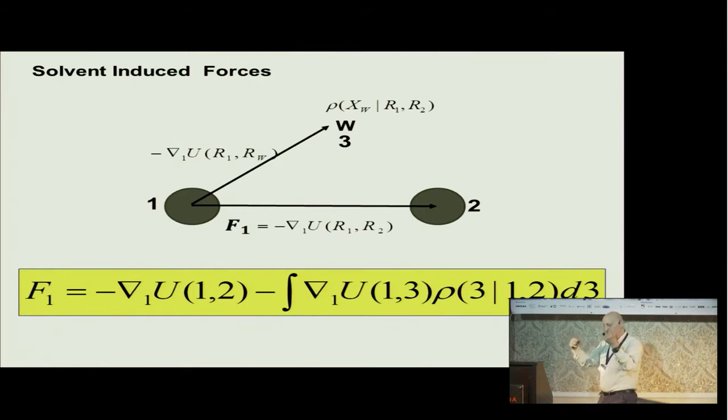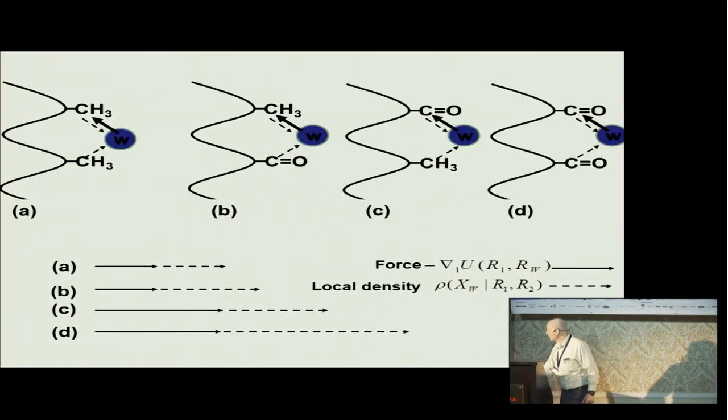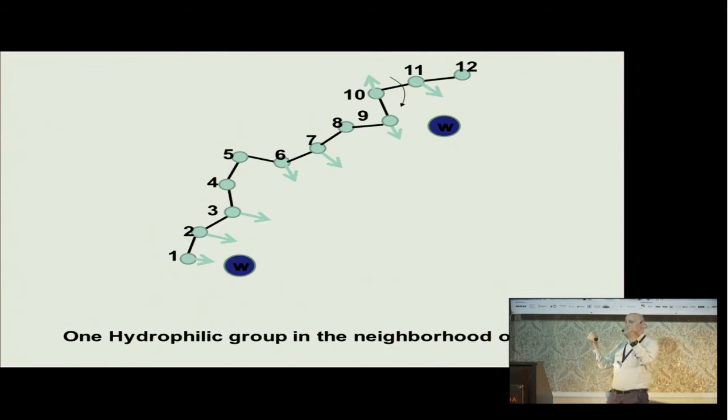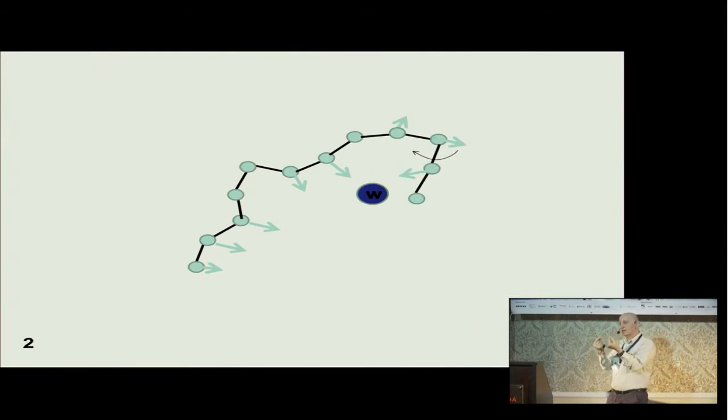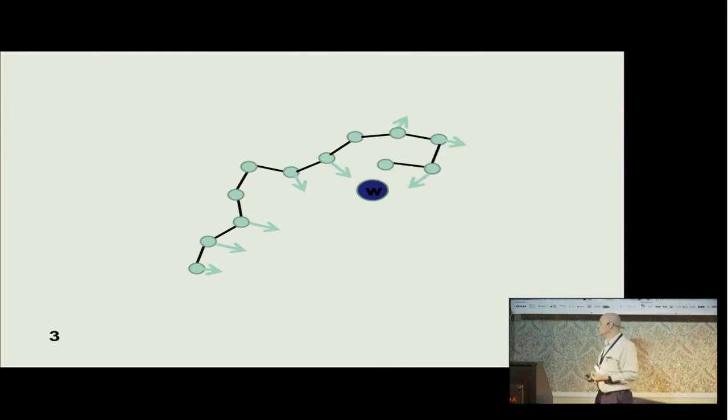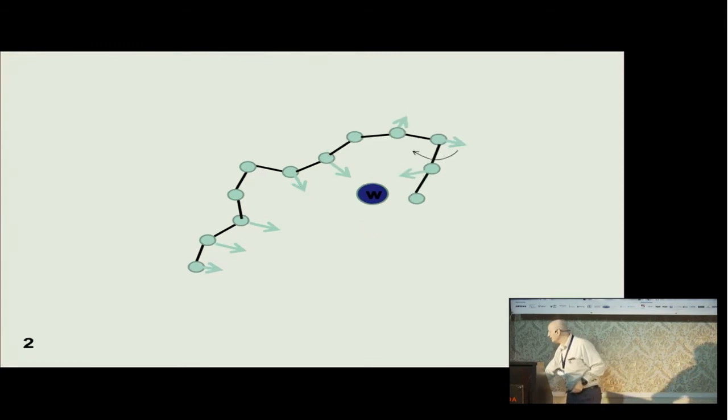Now, this configuration of the two particles is replaced in the protein by the conformation of the entire protein. Now, one can calculate the potential of mean force between two hydrophobic or hydrophilic groups and take the gradient to get the force.